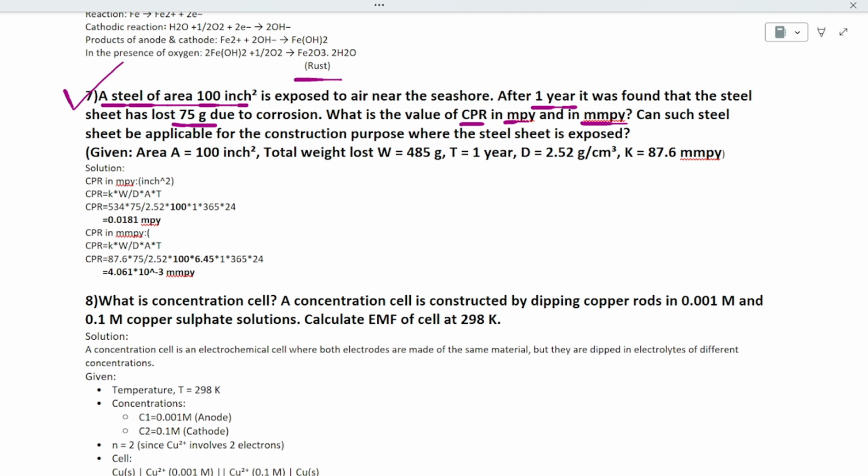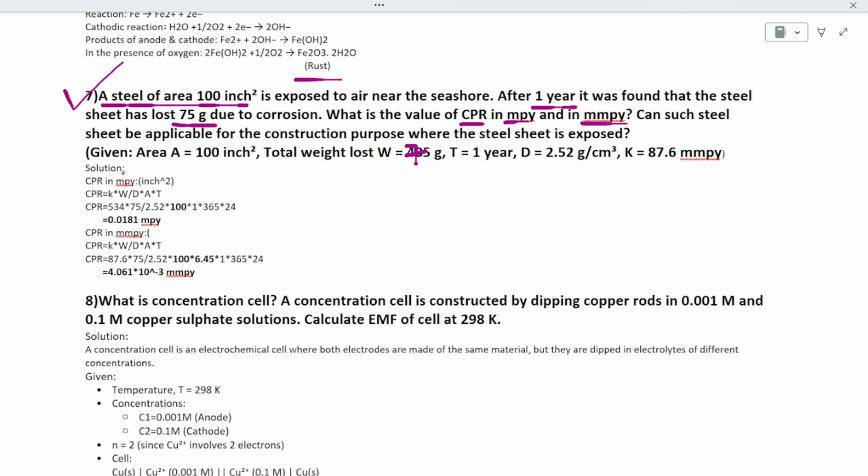MPY means mils per year. Then, can such a steel sheet be applicable for construction purposes where the steel is exposed? Now they have given area, density, and total weight. Here it is 75. And they have given density in gram per centimeter cube, and they have given the K value. The K value should be taken differently for MPY as well as MMPY.